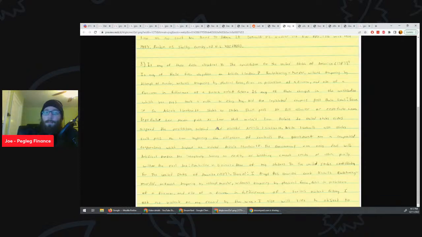Is any of these false allegations an Article 1, Section 8, racketeering, murder, witness tampering by attempt of murder, witness tampering by physical force, felon in possession of a firearm, and use of a firearm in furtherance of a serious violent felon? Is any of these charges in the Constitution, which you guys took an oath to obey by? Did the legislated Congress pass these laws? They did.